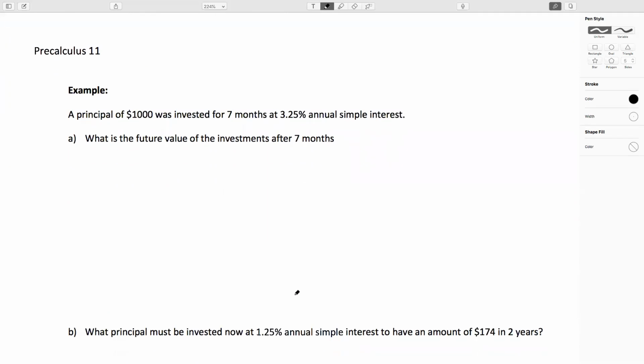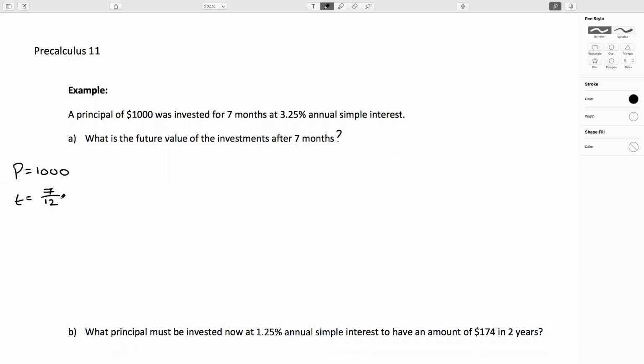So let's try a question. A principal of $1,000 was invested for 7 months at 3.25% simple interest. What is the future value of the investment after 7 months? So let's unpack the question. We have a principal P of 1,000. We have a term T of 7 months, so T equals 7 over 12.